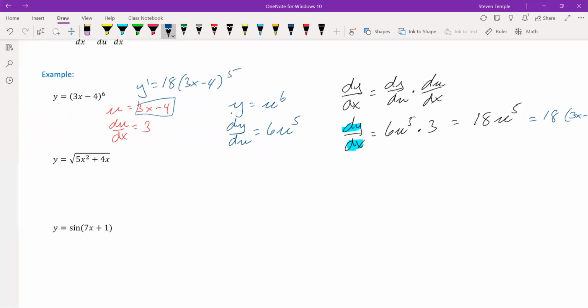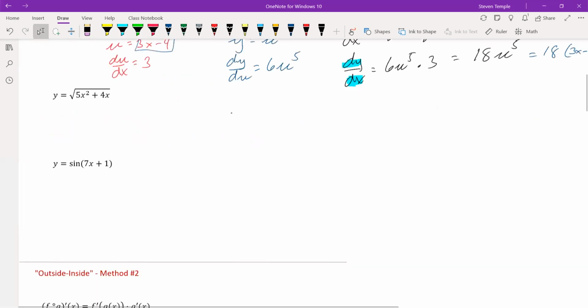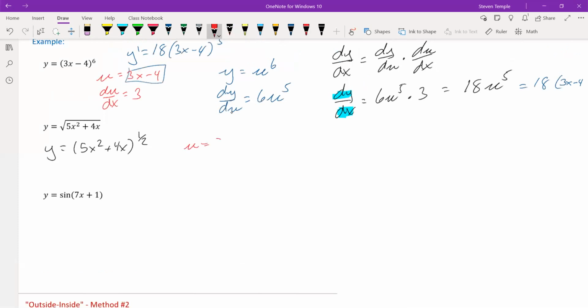Okay, let me do the next example. Here you have a square root. I'm just going to rewrite this quickly as (5x squared plus 4x) raised to the 1/2. You take your radicals and rewrite them exponentially with an exponent of 1/2. So my inside function is the u. I'll label that right here: it's going to be 5x squared plus 4x. And then my y must be u to the 1/2.